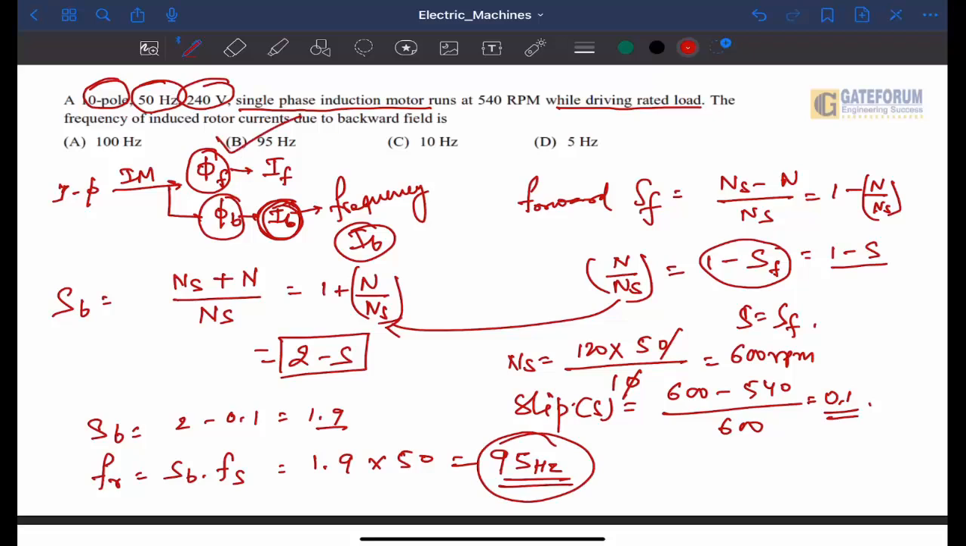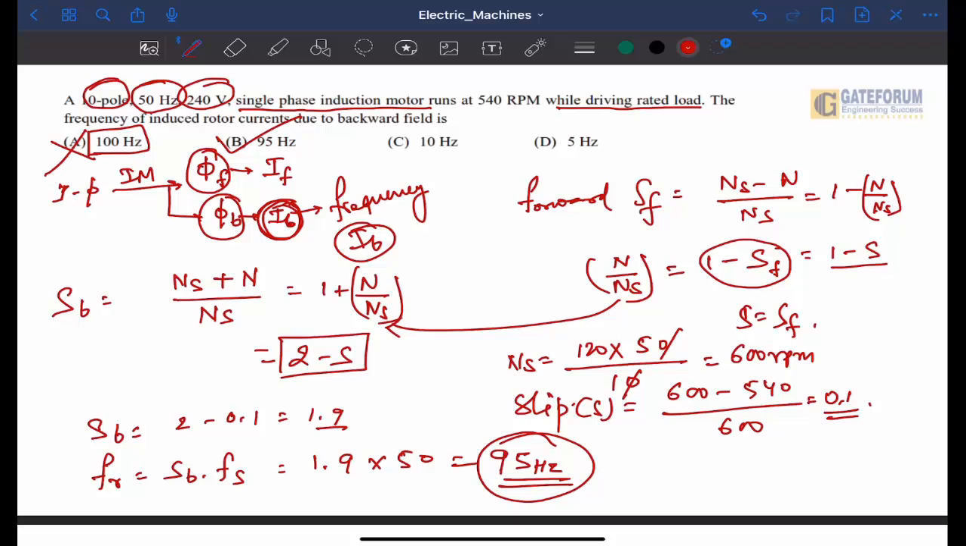Okay? So from common sense also we can eliminate the given options. See, option A is 100 Hz. It cannot be. In an induction motor, there is no possibility that due to the backward field, IB is induced and IB will have a frequency of 2 times or an integral multiple of supply frequency. There is no chance.